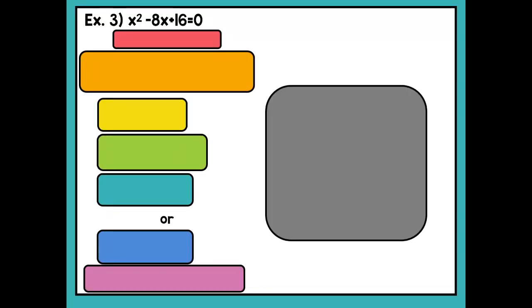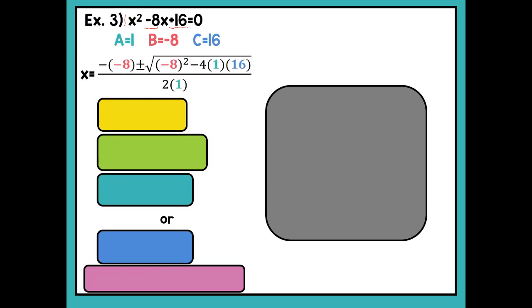X squared minus 8x plus 16 equals 0. Our a, b, and c are 1, -8, and 16. Remember, we can always write a coefficient if there isn't one. And also remember to include any signs when we write down a, b, and c. So now we plug it in. X equals -b plus or minus the square root of b squared minus 4ac all over 2a.